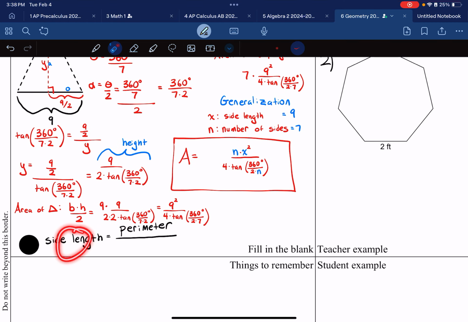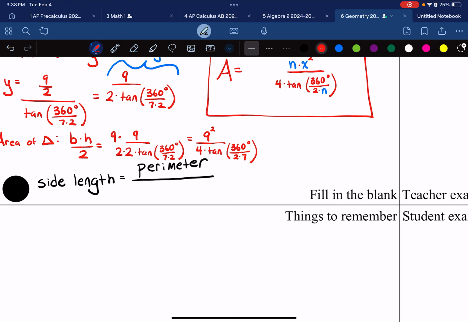So to find the side length when you're given the perimeter, you take the perimeter and you divide it by the number of sides. And we've been calling that a variable. We'll call that variable n if you would like.